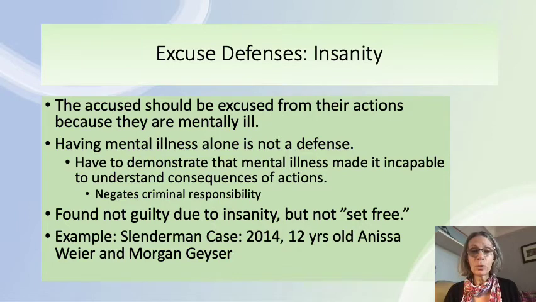Both of these individuals were found not guilty due to mental disease and defect, and then the court sent them for secure confinement in mental health institutions. Anissa Weier for 25 years and Morgan Geyser for 40 years. And just recently, it hasn't been 25 years, but Anissa Weier and her attorney made an argument to the court that she's no longer suffering from mental illness, and therefore is no longer a threat to the community. And she has, at least as I understand it, as of September, been released back to the community and is living with her dad. As far as I know, Morgan Geyser is still in secure confinement.